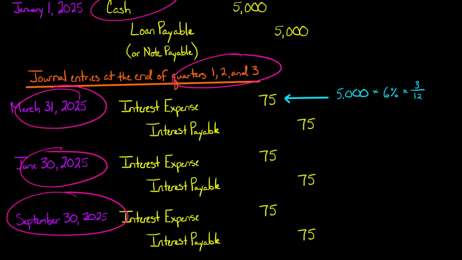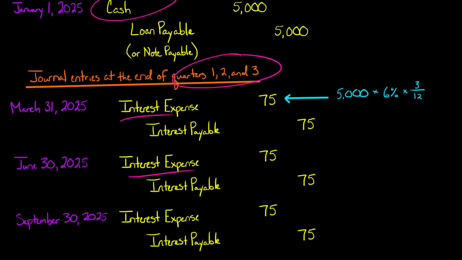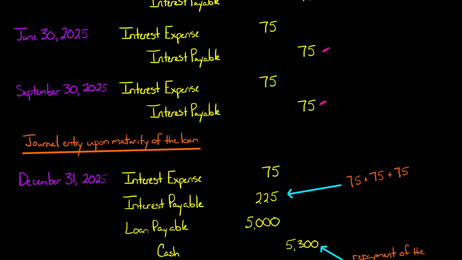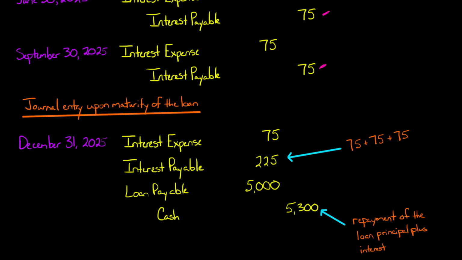Okay, so as I said, the borrower, because they're making quarterly financial statements, at the end of each quarter, is going to have to accrue interest expense. And as I said, it's the same amount each time. So now we've got 3 different times that they have recorded interest payable of $75. So interest payable is actually $225, and that's going to come in handy at the end of the loan when the loan matures.